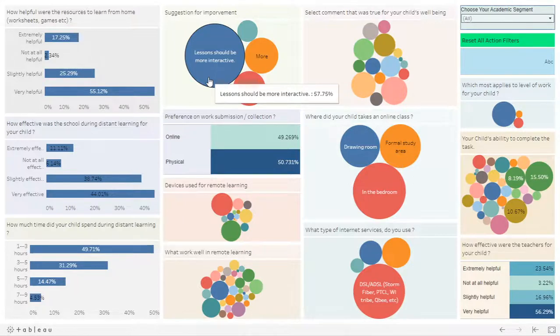The beauty of this dashboard is, if you want to drill in furthermore about a specific question, you can do so. For example, now I want to know the parents, those are complaining about the teachers, like not at all helpful, like 3.22%. So I want to know what are their concerns about the rest of the questions.